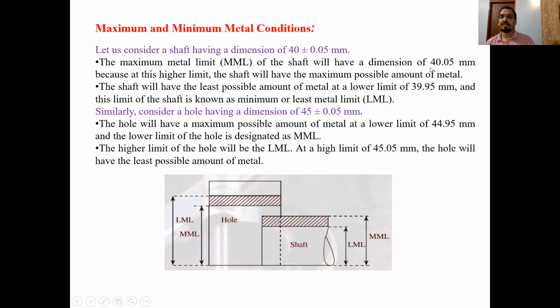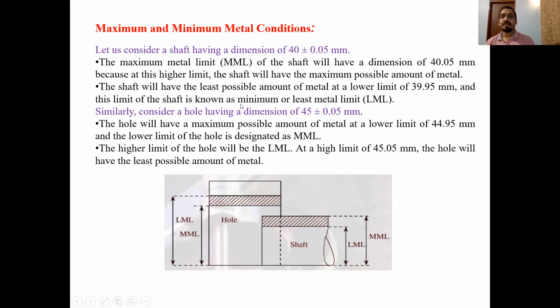So it is very clear that the maximum material will be consumed by the shaft at the upper limit, that is 40.05 mm. So we can say that the maximum material condition for the shaft will always be the upper limit of the shaft. The upper limit of the shaft will be considered as maximum material condition, as our shaft is consuming maximum material during the production at its upper limit.